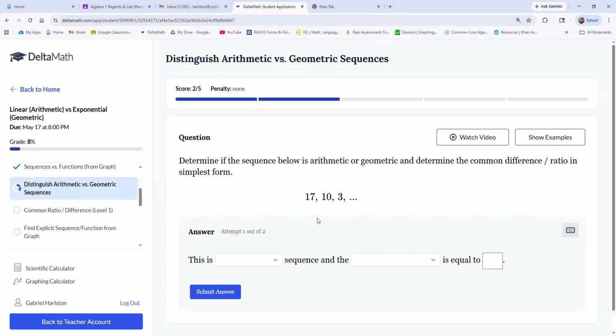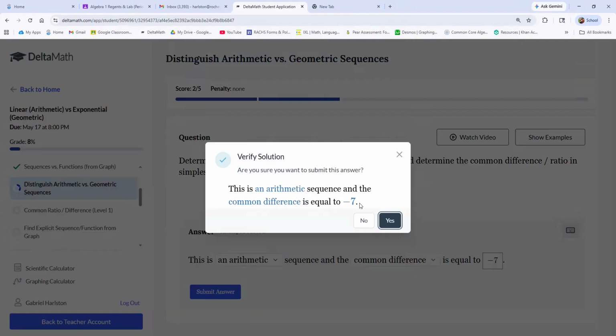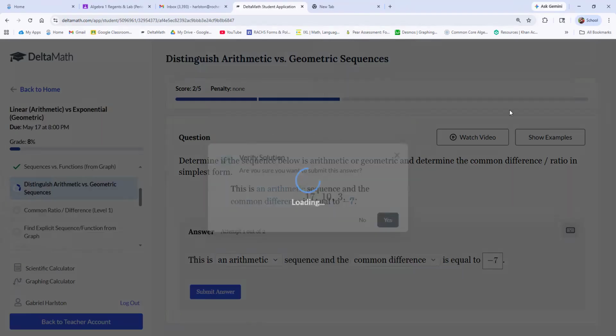All right, so here, this one looks like it's an arithmetic sequence. Again, what we got here is it's going down by a -7. 10 minus 17 is a -7. 3 minus 10 is a -7, right? So let's go ahead and fill this in. This is an arithmetic sequence, and it has a common difference. We subtract, and the common difference is a -7. Boom, done.